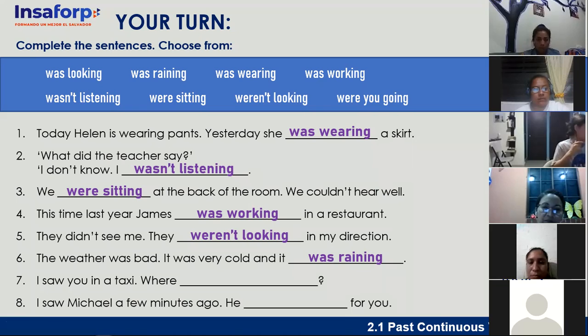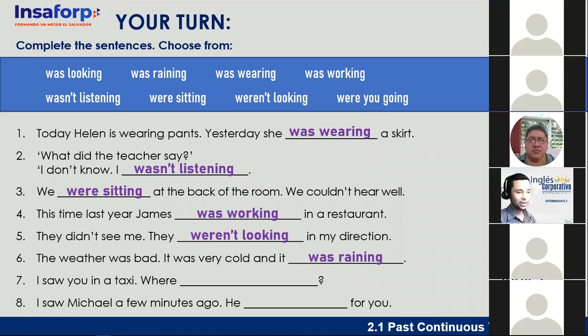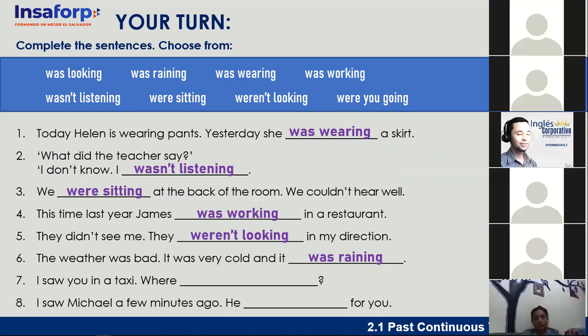Three people have raised their hands. Oh my God. We have Rodrigo, Rebecca, and okay, we're going to give a chance to Rebecca. Okay, Rebecca, ladies first. I saw you in a taxi. Where were you going? That is good. Thank you.